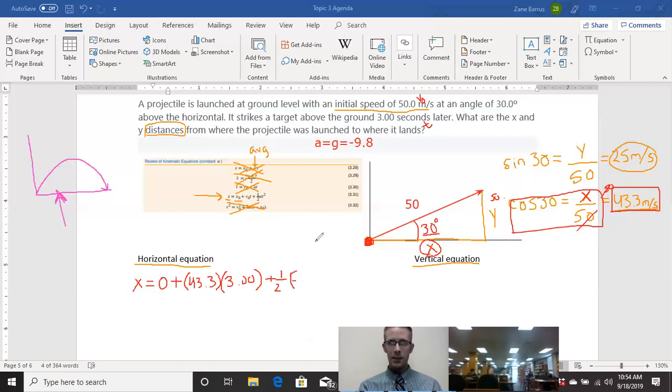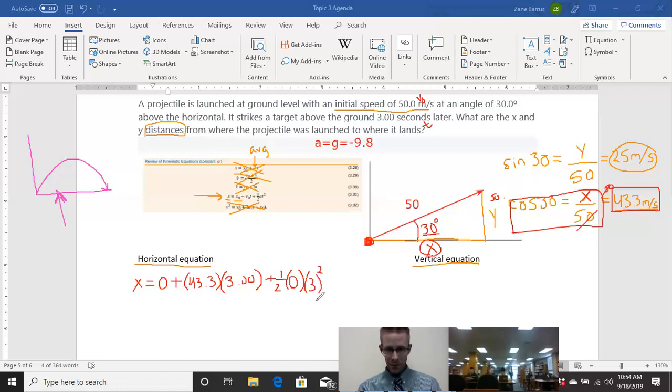Oh, sorry, I almost made a mistake. Remember in the bullet points up above, horizontal motion never experiences acceleration. Okay, write that down in your notes if you haven't already. Horizontal motion never experiences acceleration. So my a value in my horizontal direction is 0. And then my time is 3. And just like the equation says, we're going to square that.